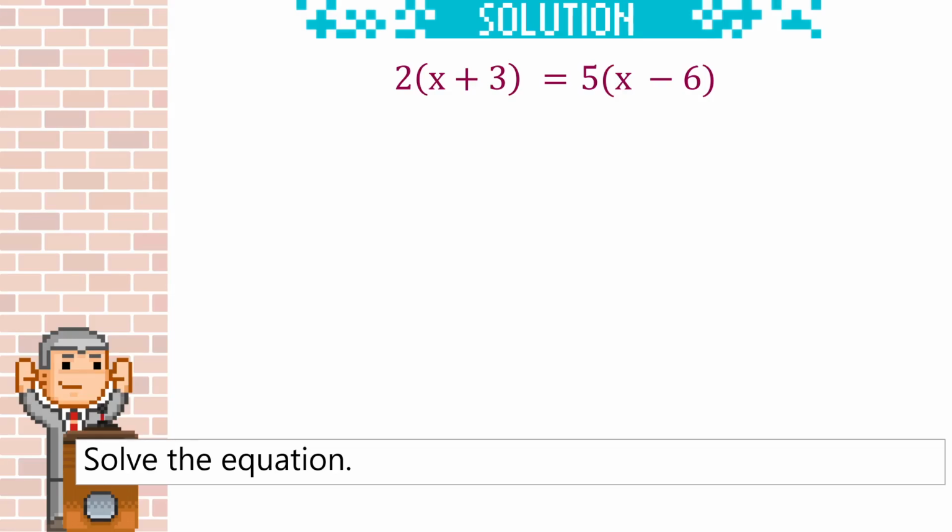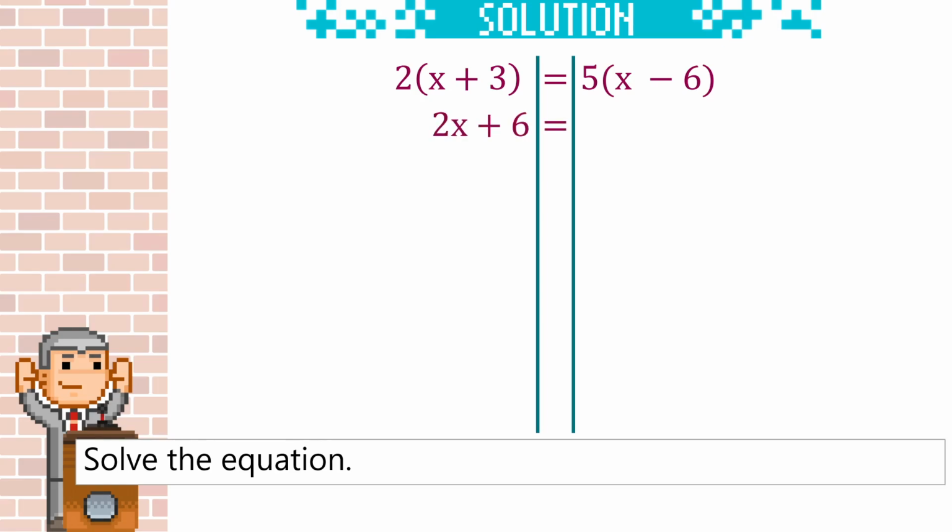We're going to start by putting in our tramlines. Now, whenever we have brackets in a solving question, we must expand the brackets first. To expand brackets, we multiply everything inside the bracket by the number on the outside. So we're going to do 2 times the x, so 2x, and then 2 times the 3, so 6, and then 5 times the x, 5x, and 5 times the minus 6 would be minus 30.